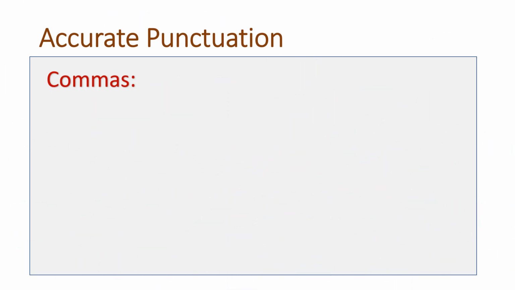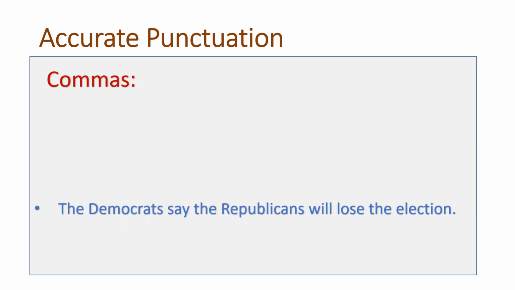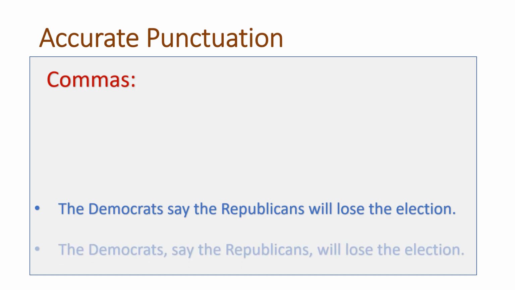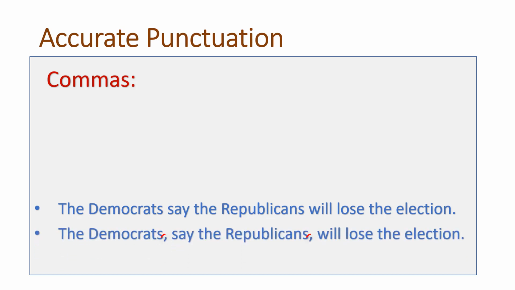Here's another example of commas changing the meaning of a sentence. The Democrats say the Republicans will lose the election. The Democrats say the Republicans will lose the election. You can't make the meaning any more different than that.